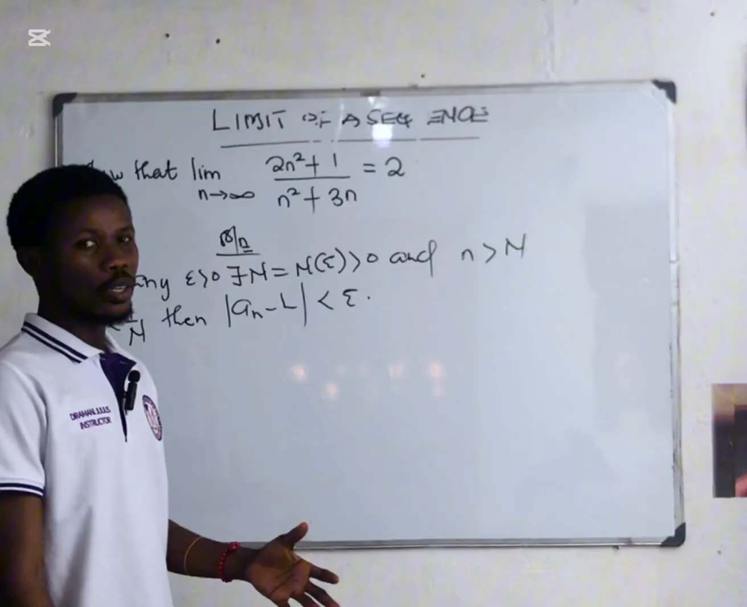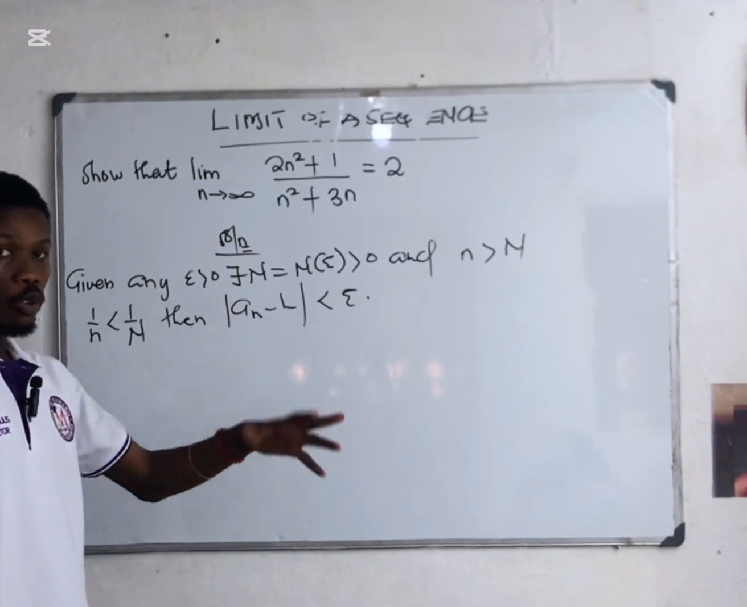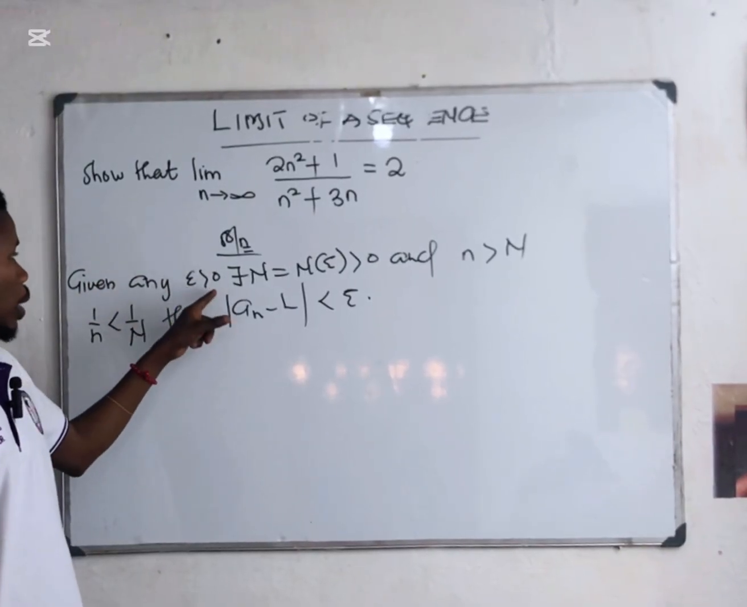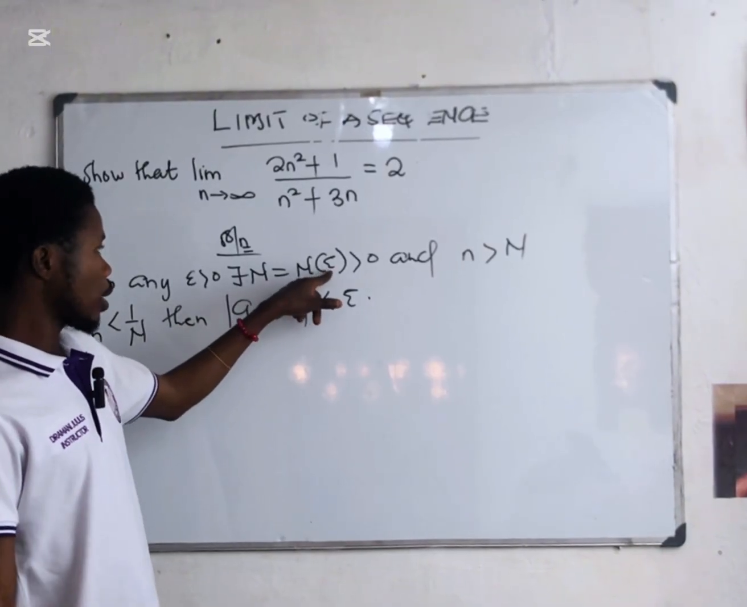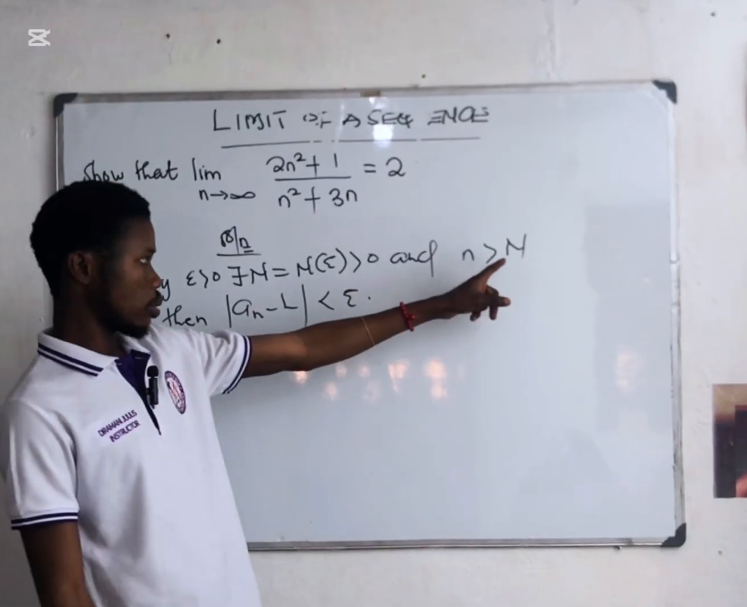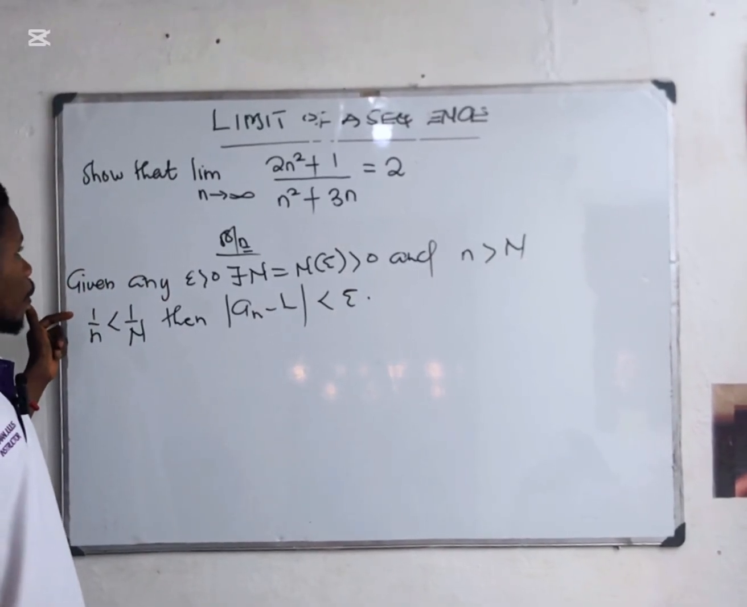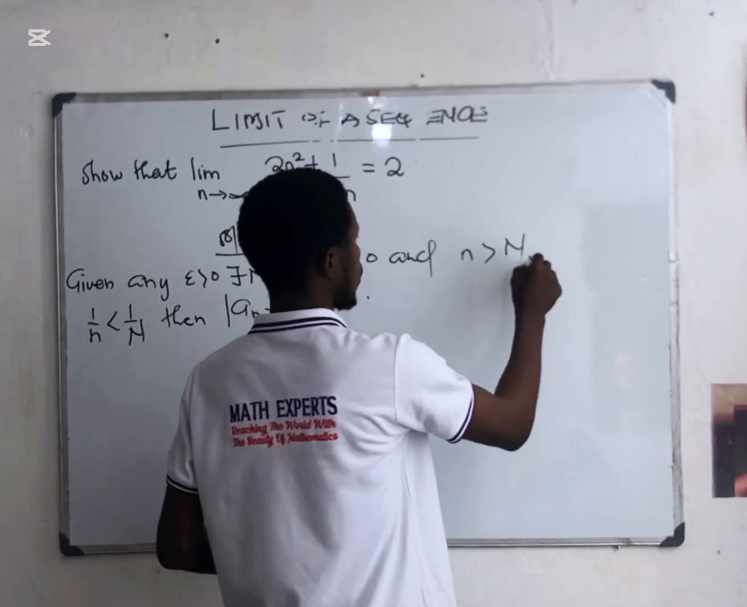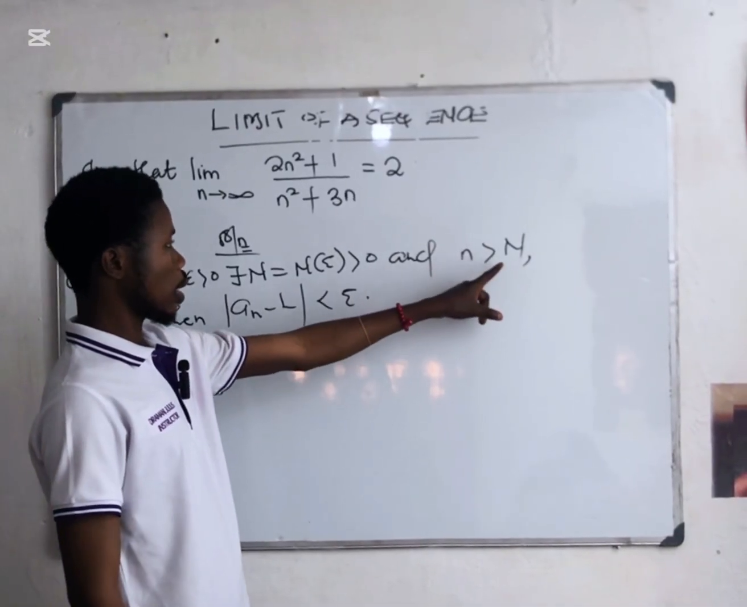The reason is that before you can even solve a question like this, you need to state this. It's a theory you need to state before you solve the question. And the theory says that given any epsilon greater than 0, there is a capital N equals N of epsilon greater than 0, and small n greater than capital N.